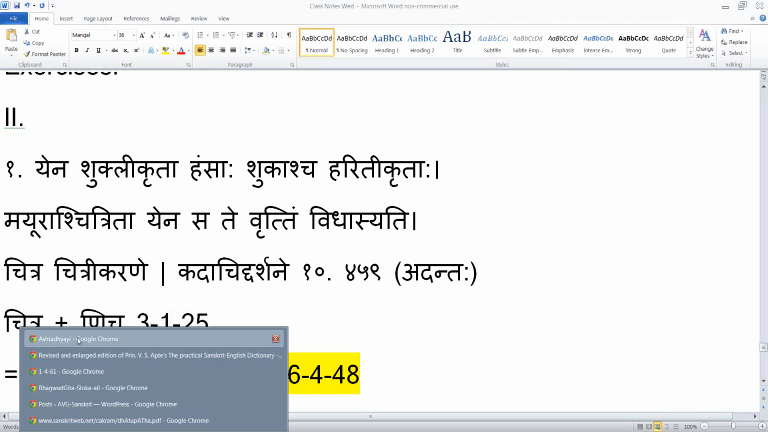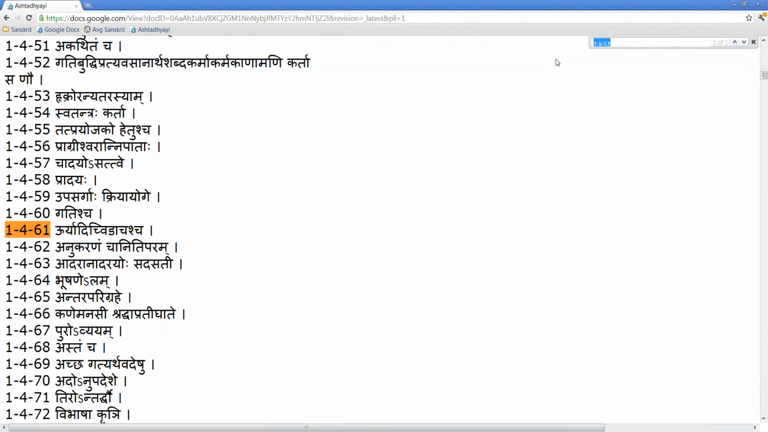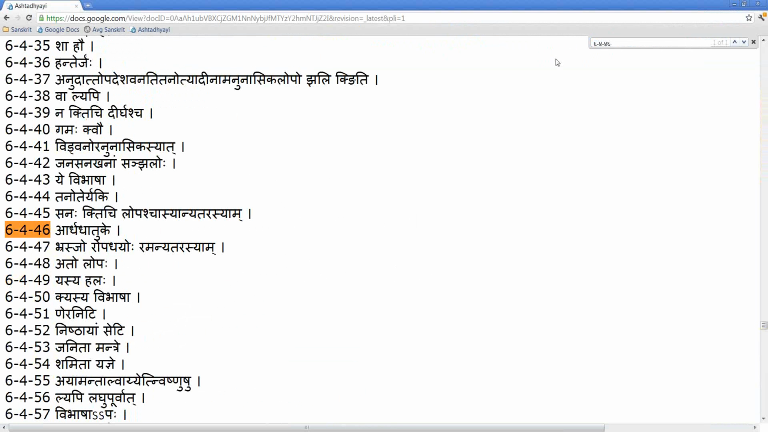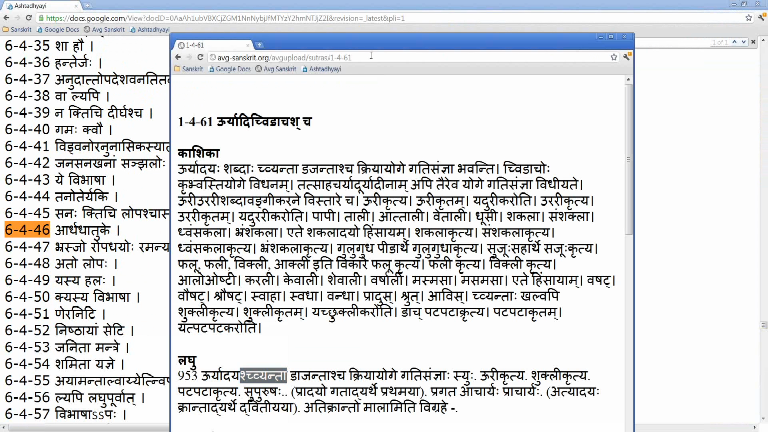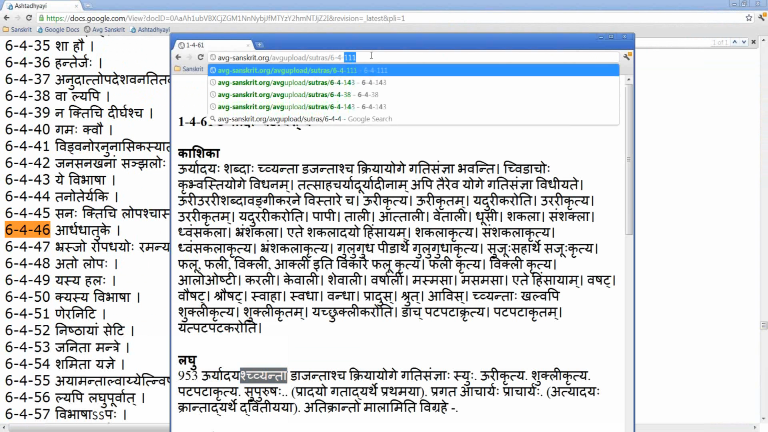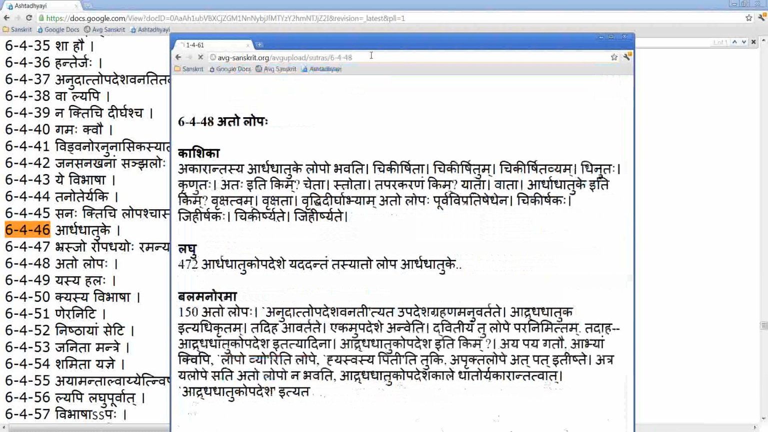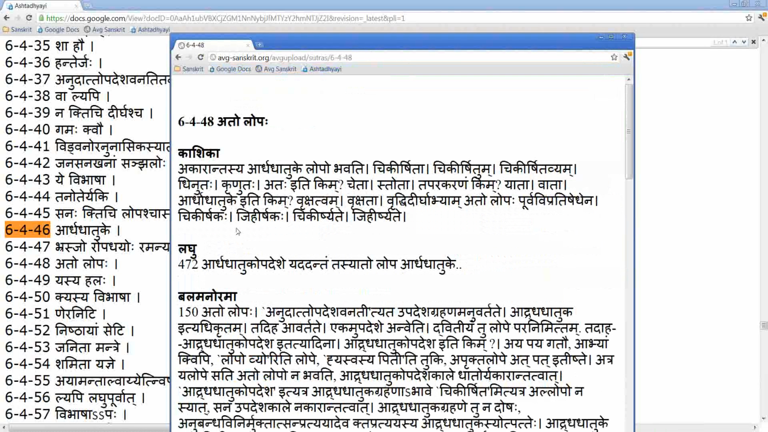Panini runs the Adhikara of Ardhadhatuke in 2 chapters of Ashtadhyayi. One of them is in the Angasya Adhikara. Ardhadhatuke. It says Atolopaha, 6448. Very simple Sutra. If you have an Adanta Angam followed by a Pratyaya with the Ardhadhatuka Sanya, Akarantasya Ardhadhatuke Lopa Bhavati. So we got that.